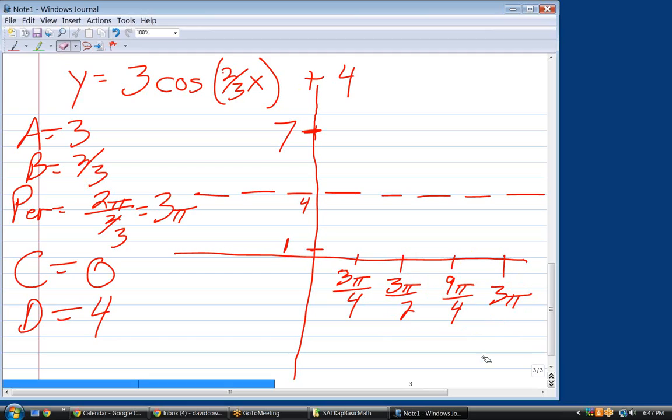Okay, so now we've got it quartered. We know where all of our points are. We know that cosine normally starts at the peak, so this point has to be on our curve. It comes down through the line of symmetry at the first quarter point, goes down to the low point at the second quarter point, comes back up through the line of symmetry at the third quarter point, coming back to its starting point there.